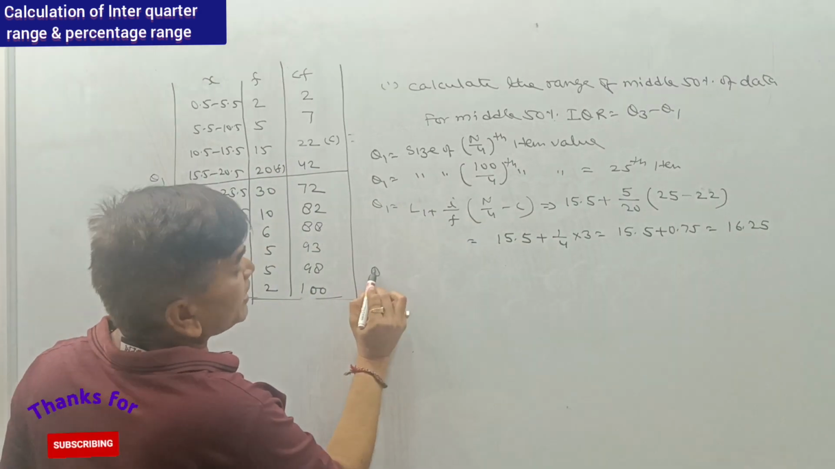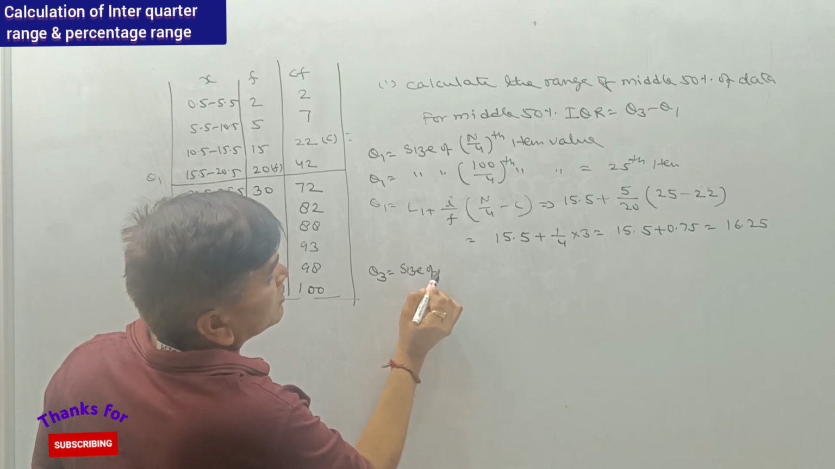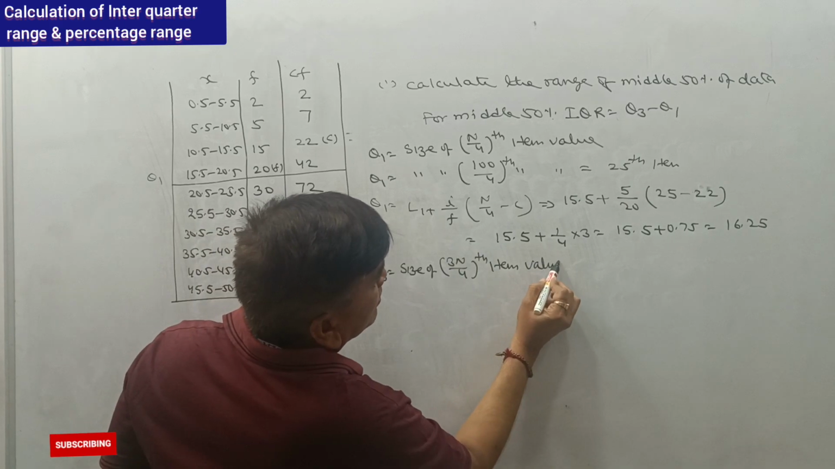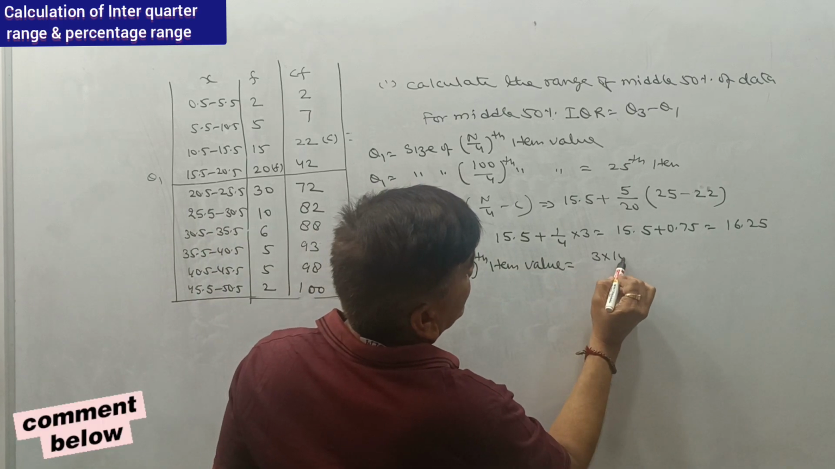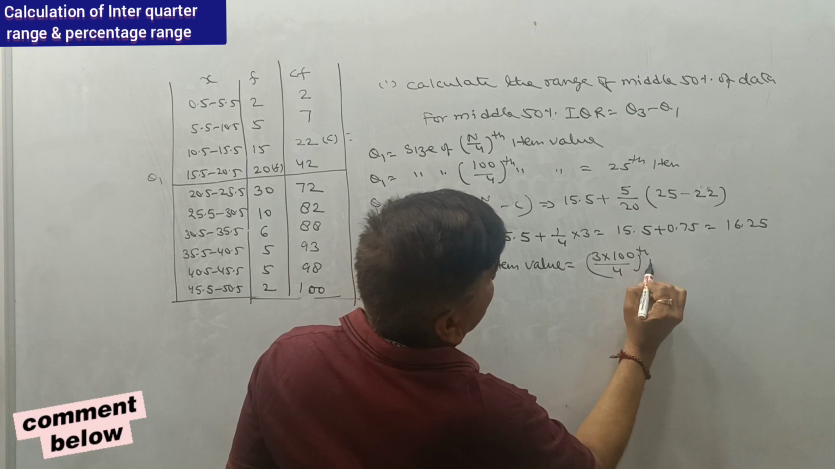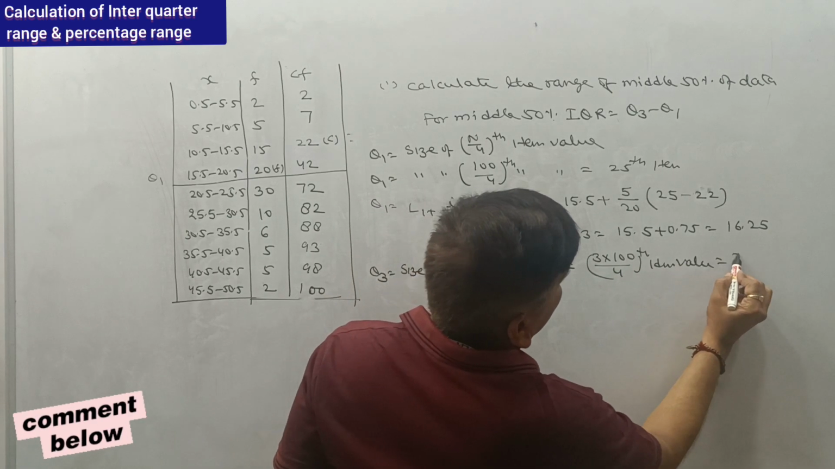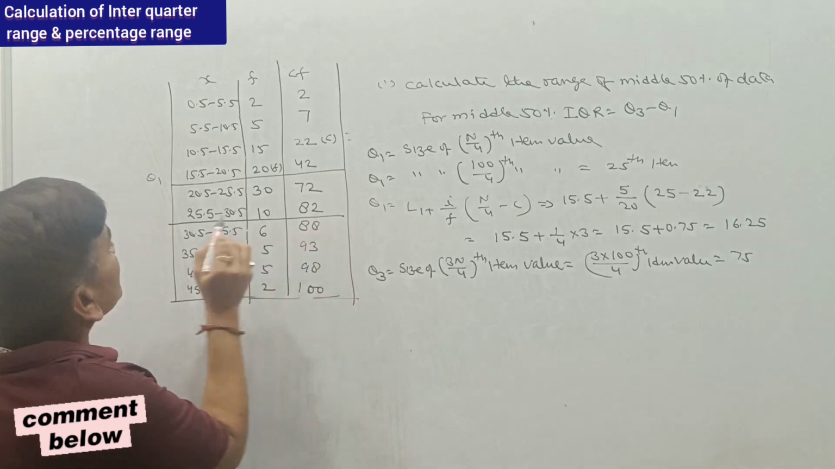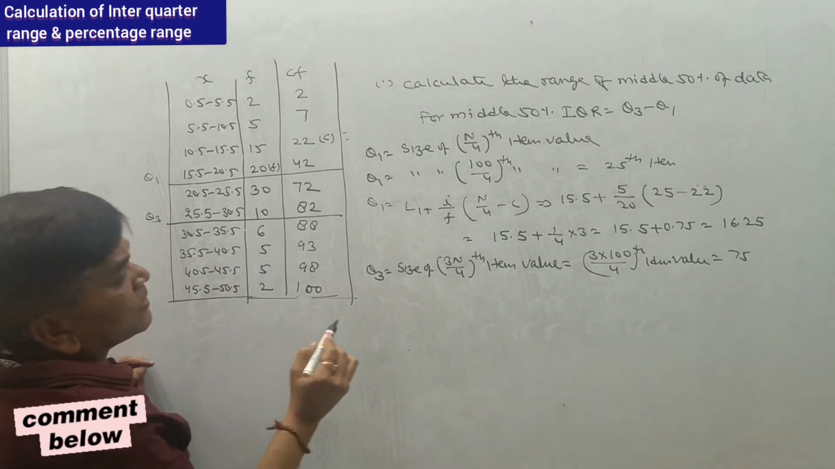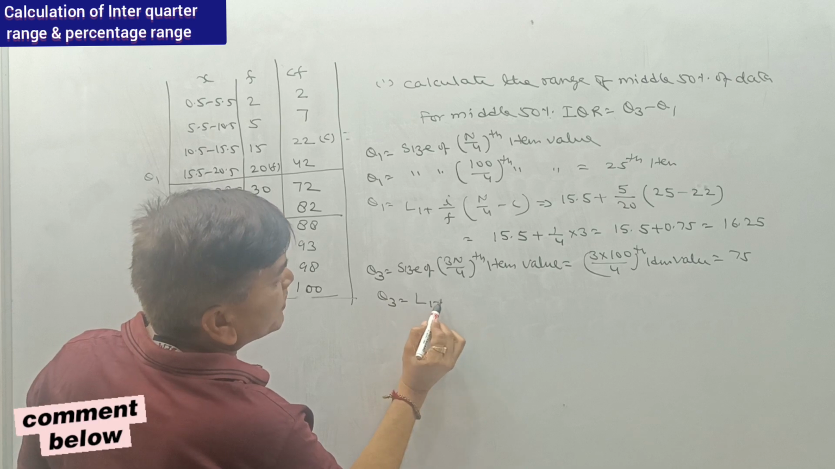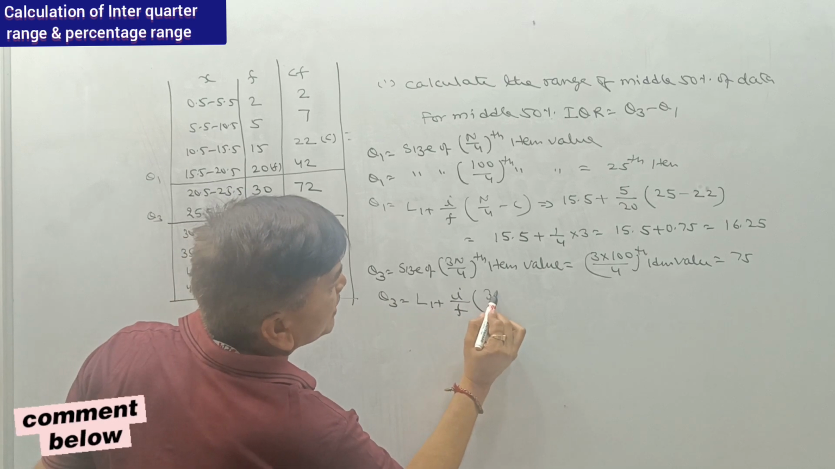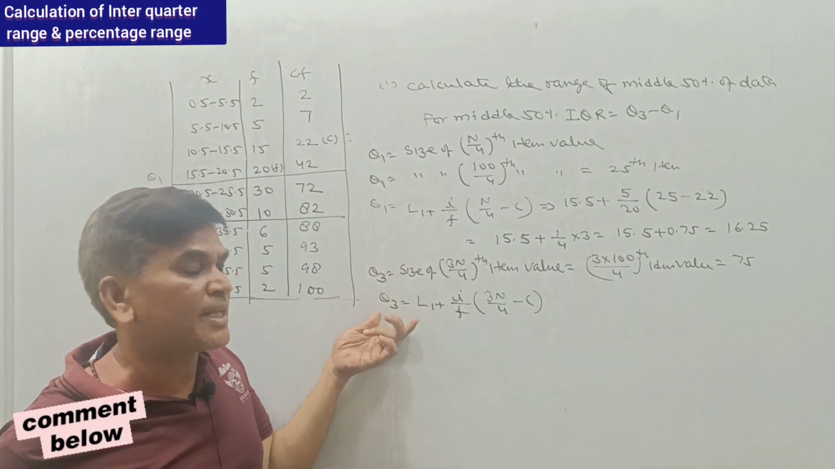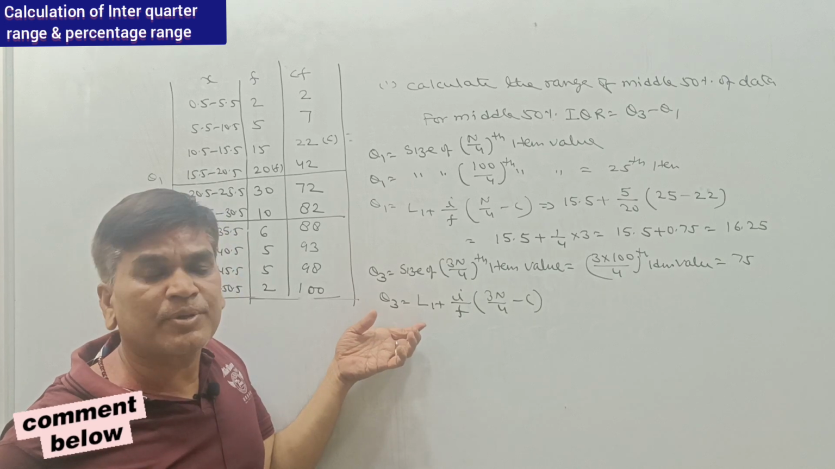Now we have to calculate Q3. Q3 is equal to the size of the 3n by 4th item value, that is 3 multiplied by 100 divided by 4, which will be the 75th item. So the class in which the 75th item falls will give the value of Q3. So Q3 is equal to L1 plus I upon F times 3n by 4 minus C, which is the formula for calculating the value of Q3.